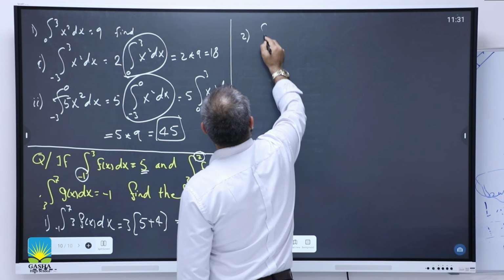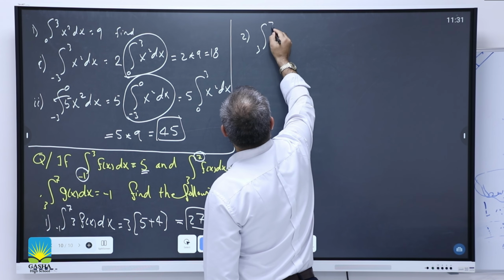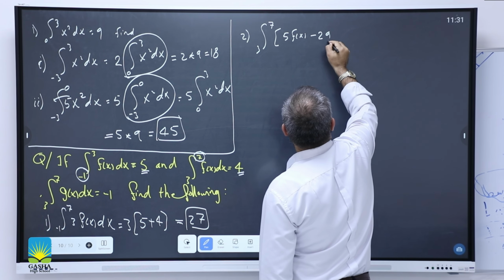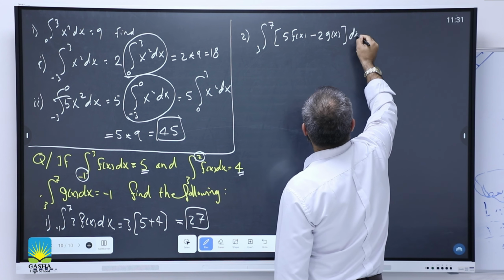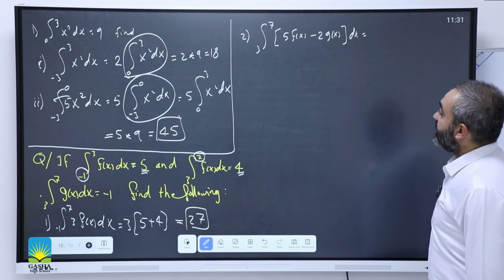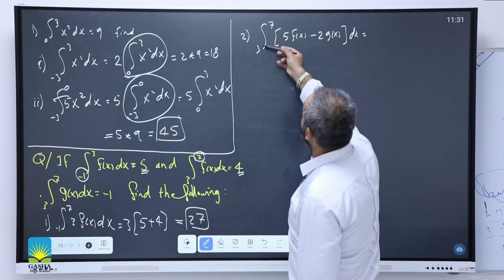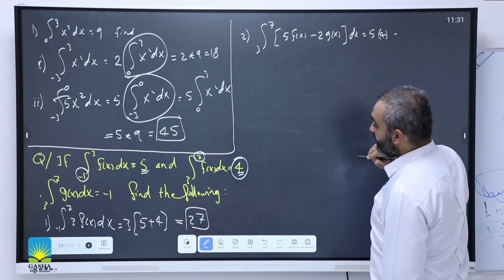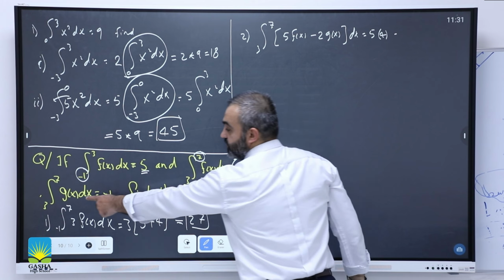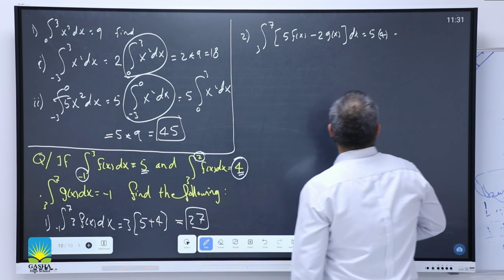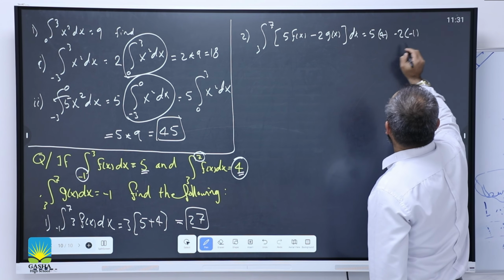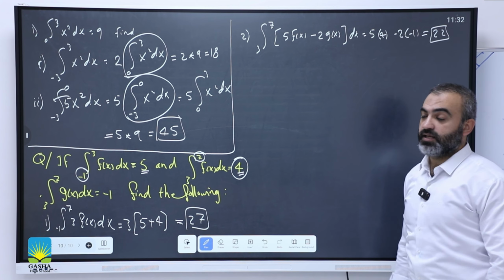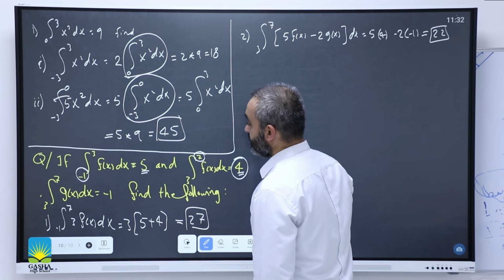About 2, the integral from 3 to 7 of 5 f of x minus 2 g of x, right, dx. 5 times f of x, we have 3 to 7. 5 times 4 minus 2 times g, and first 2 times -1. 2 times -1. So it's 20 plus 2, 22. So this is the result of this question.